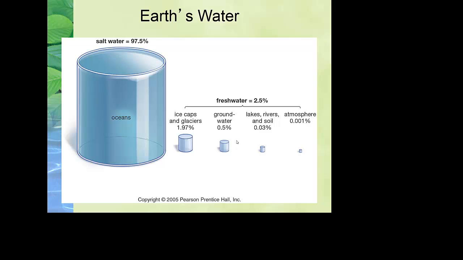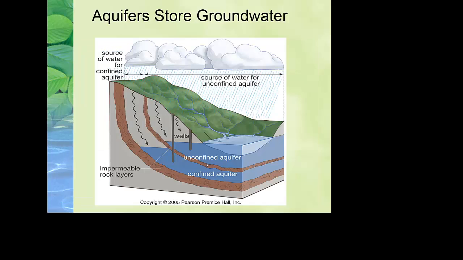Most of the Earth's water, though, is salt water. Nearly all of it, very little of it, is in freshwater systems, and most of what is in freshwater is actually locked up in ice caps and glaciers. Please don't look at melting the ice caps and glaciers as a solution to our water problem.